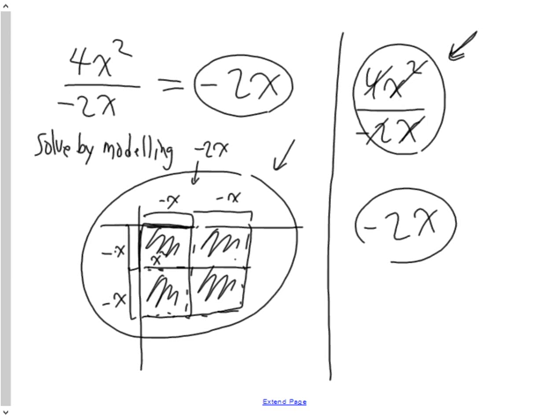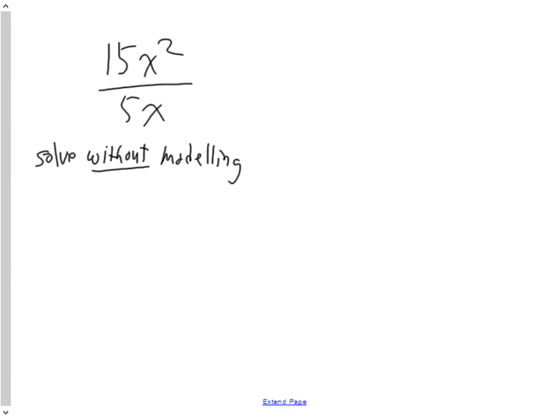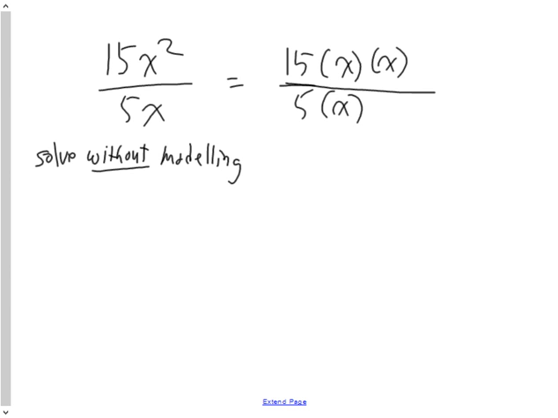And your last question asks you to do the division of the two without modeling. So again, we're going to think of it, and I'm going to just write it out the way we thought about it before, as 15 over 5. Actually, I'm going to do it like this. 15 multiplied by x over 5 multiplied by x. So we see how 15x squared is really 15 multiplied by x, or 15x squared, over 5 times x, which is the same thing as 5x.